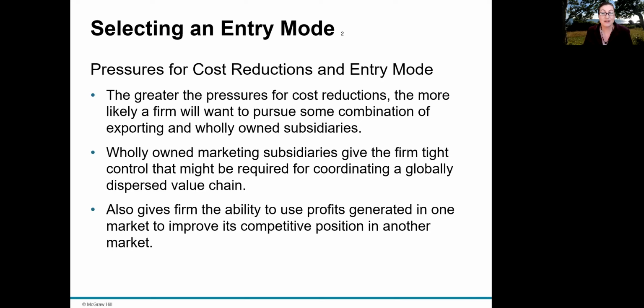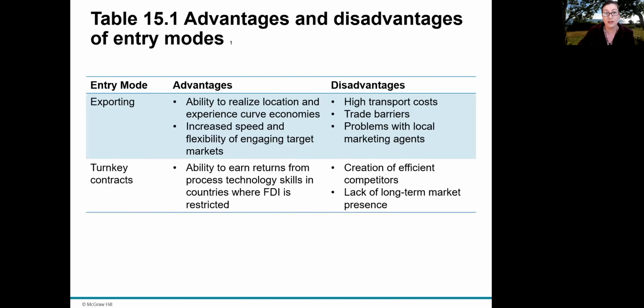We also need to consider pressures for cost reductions and the entry mode. The greater the pressures for cost reductions, the more likely the firm will want to pursue some combination of exporting and wholly owned subsidiaries. Wholly owned marketing subsidiaries give the organisation tight control, and that might be required for coordinating a globally dispersed value chain. Pressures for cost reductions also give the firm the ability to use profits generated in one market to improve competitive position in another market.